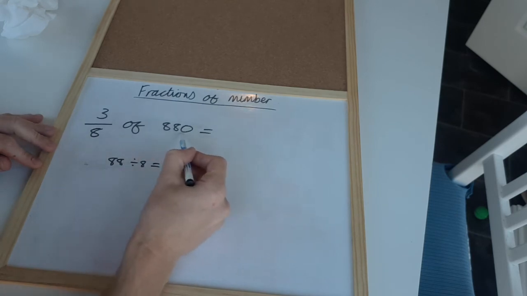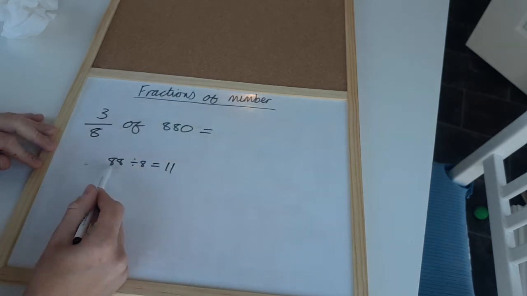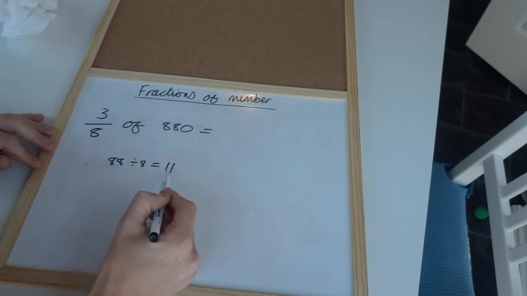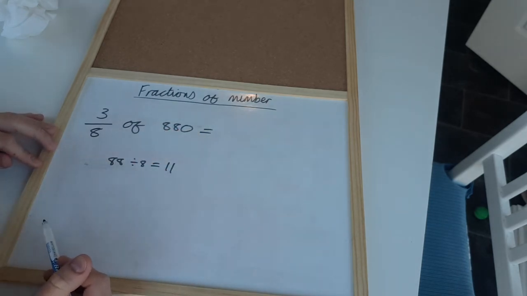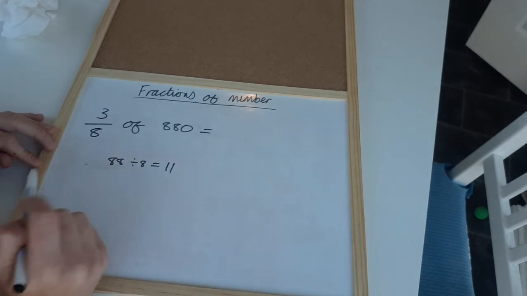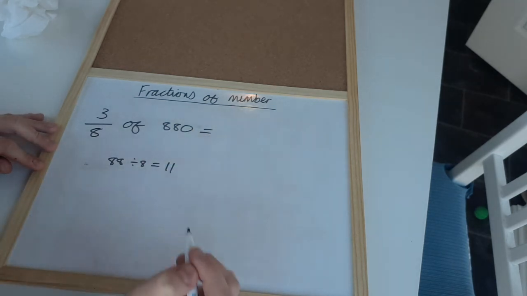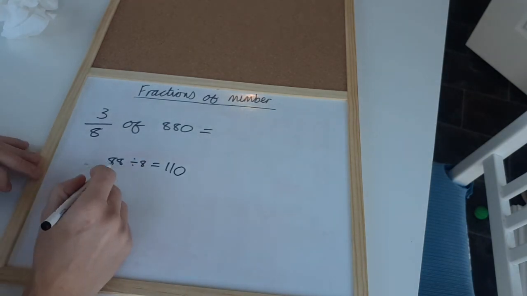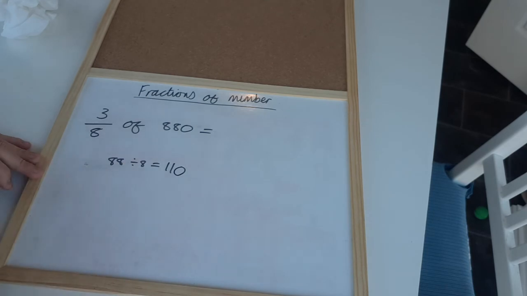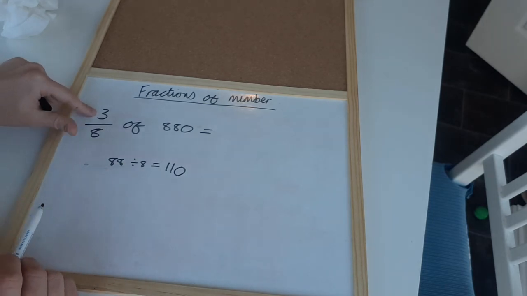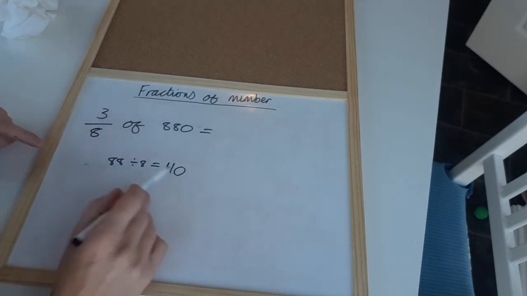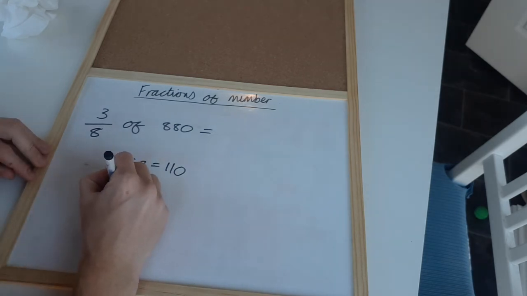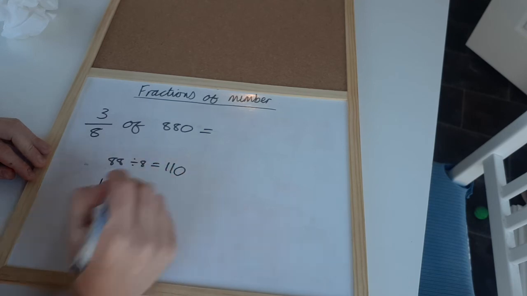So if you see, 880 is 10 times bigger than 88. So if the number I began with was 10 times bigger, what do I need to do to my answer? That's right, I make that 10 times bigger. So 10 times bigger than 11 is 110. So I know that one of my eighths is worth 110. But I need 3 of my eighths. So what do I need to do with my 110? That's correct. I multiply it by 3.